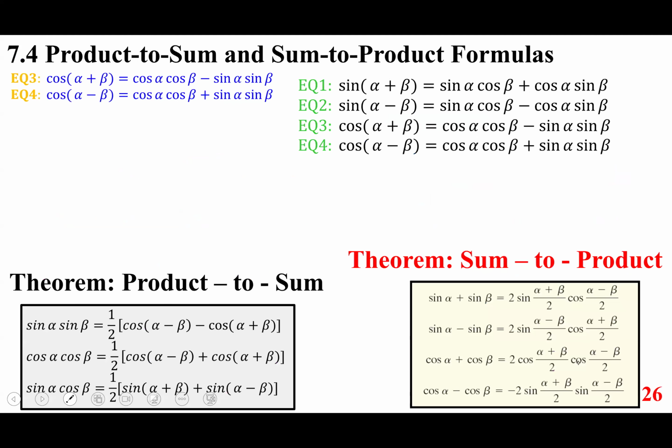Briefly, let's cover the product to sum and sum to product formula. We know the cosine of alpha plus beta is cosine alpha cosine beta minus sine alpha sine beta. And cosine of alpha minus beta is cosine alpha cosine beta plus sine alpha sine beta. Okay. So we're going to give them numbers. We're going to assume this equation 1, 2, 3, 4. So we're going to call these equations 3 and 4.